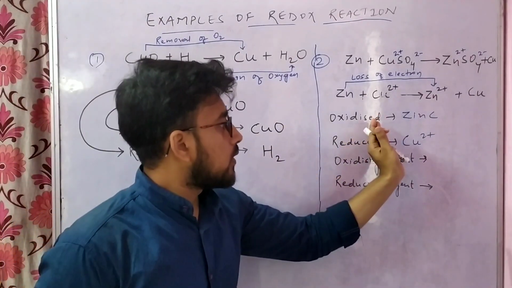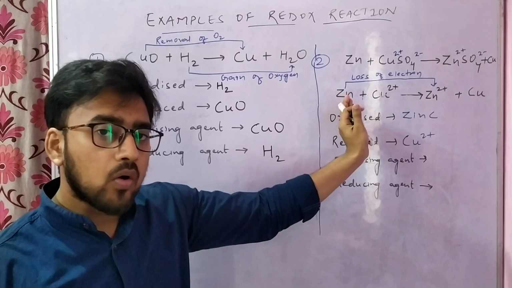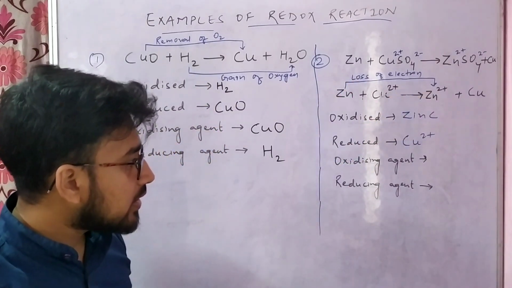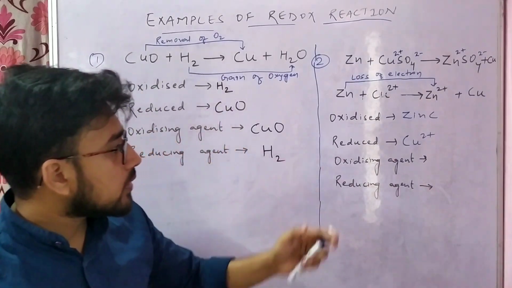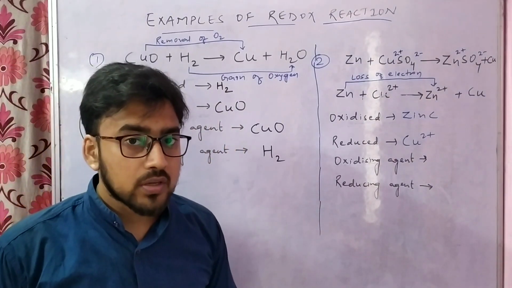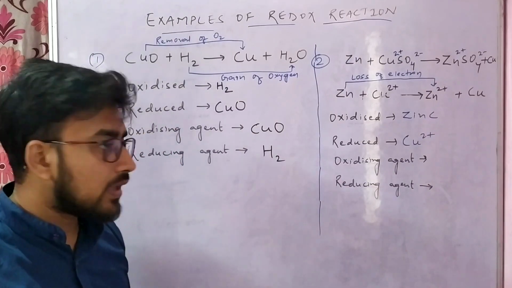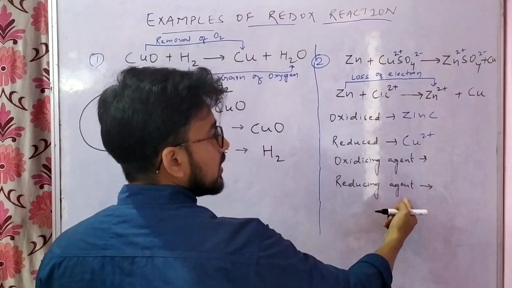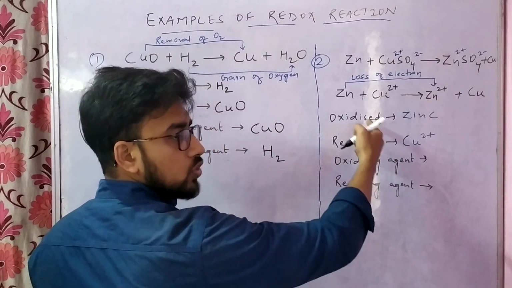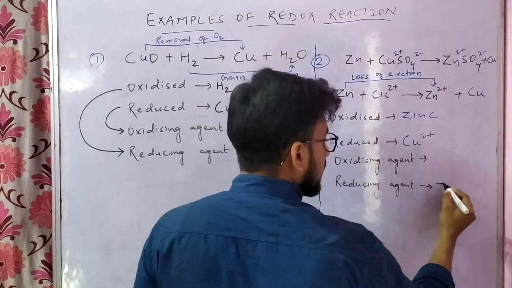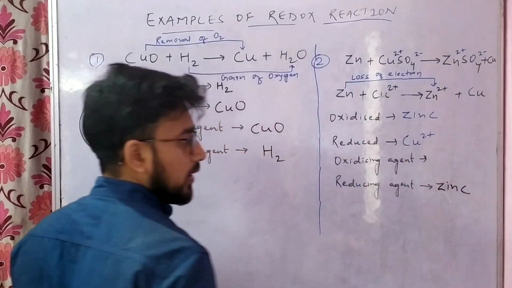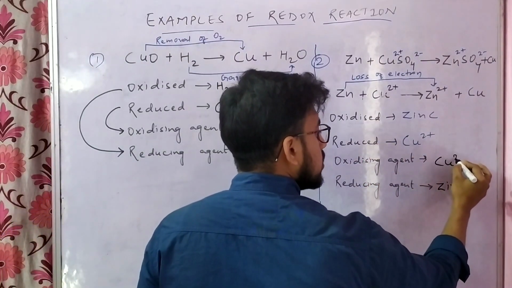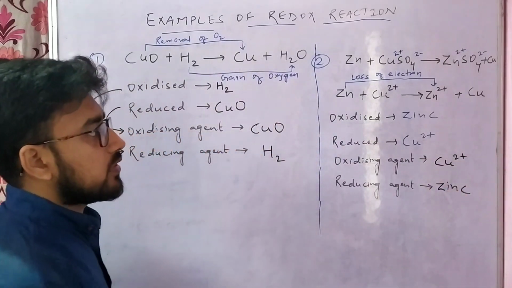Now see here. Which one is oxidized? Zinc is oxidized. How? By losing electron. And which one is gaining electron? Copper. Copper is gaining electron. तो अगर कॉपर नहीं होता तो इलेक्ट्रॉन गेन कौन करता है ना. तो कॉपर इज गेनिंग इलेक्ट्रॉन. Therefore we can say here that which one is reducing agent? जो ऑक्सीडाइज हो रहा है वो reducing agent होगा. तो यहाँ पर जिंक जो है वो reducing agent है. And which one is oxidizing agent? तो जो reduce हो रहा है वो oxidizing agent होगा. तो Cu2 plus is the oxidizing agent.